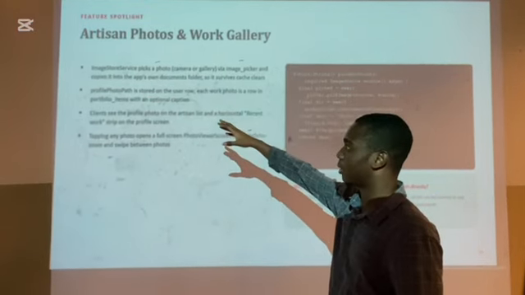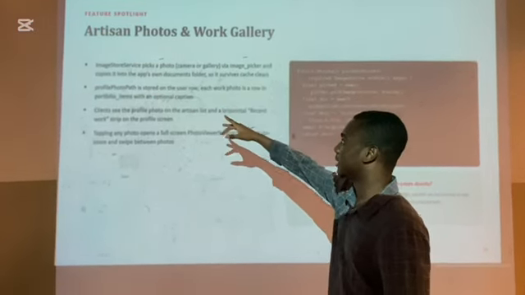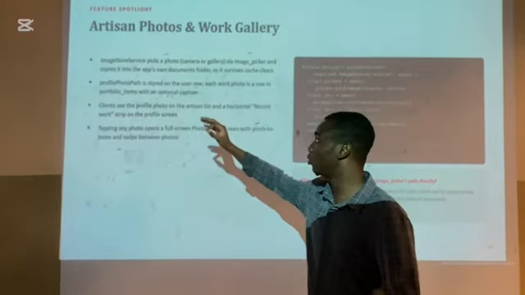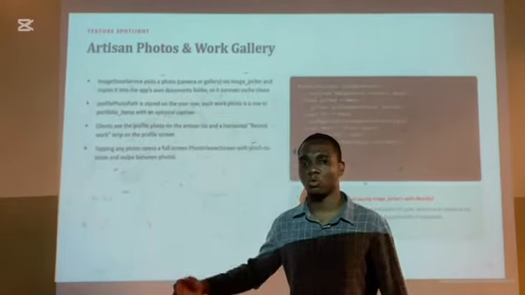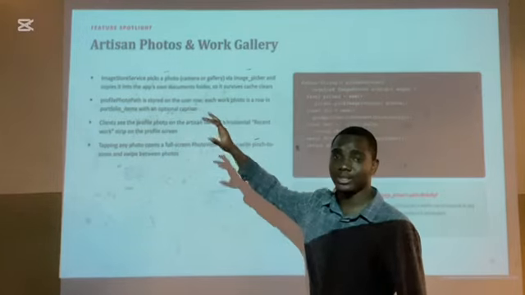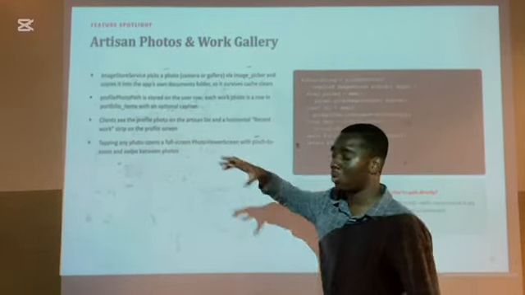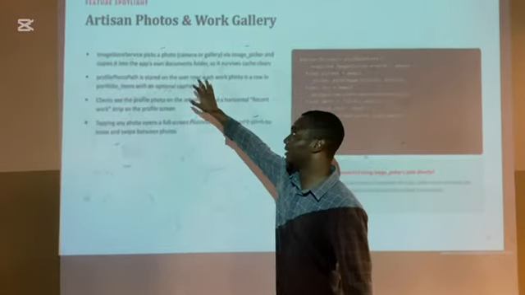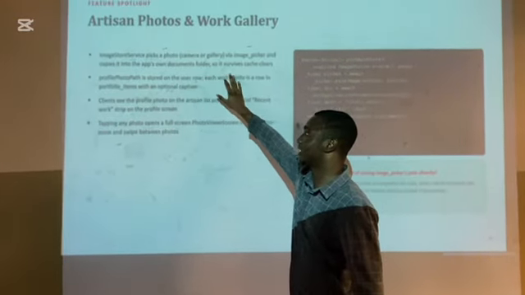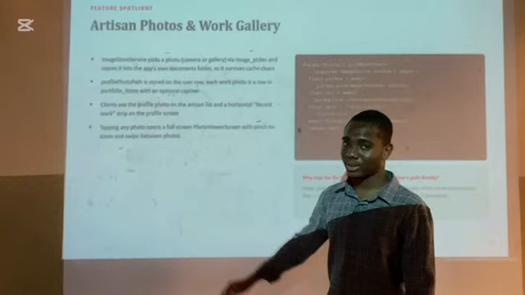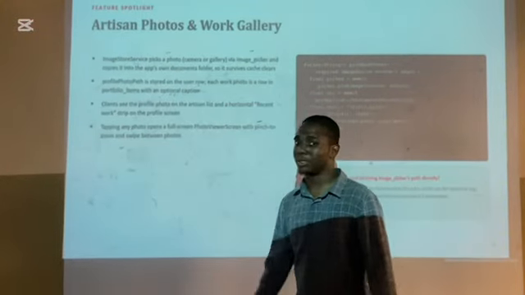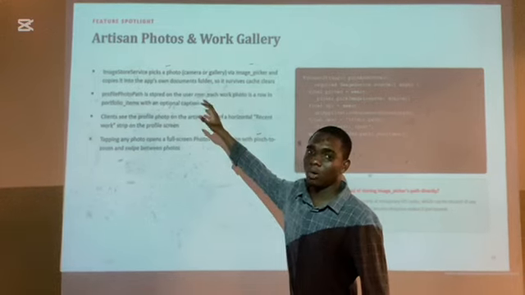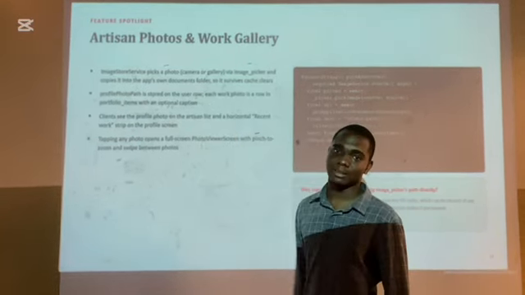Now our profile photo is stored on the user row. It means that on portfolio items, each photo is stored as a row in our database. So that is how we are able to get a profile photo and store it into our portfolio items database, so that the profile pictures can be seen on both the artisans' and clients' side.